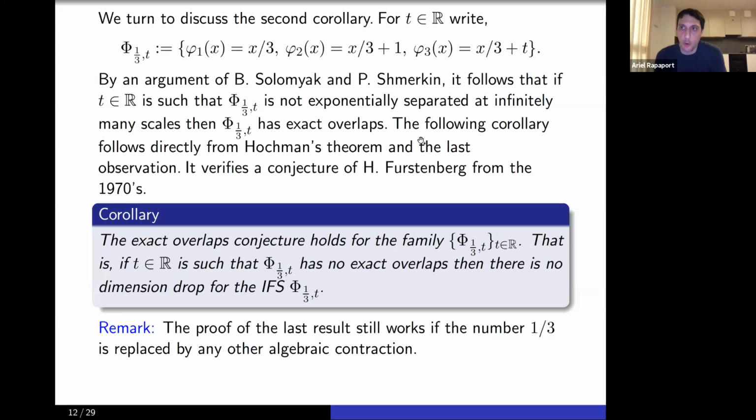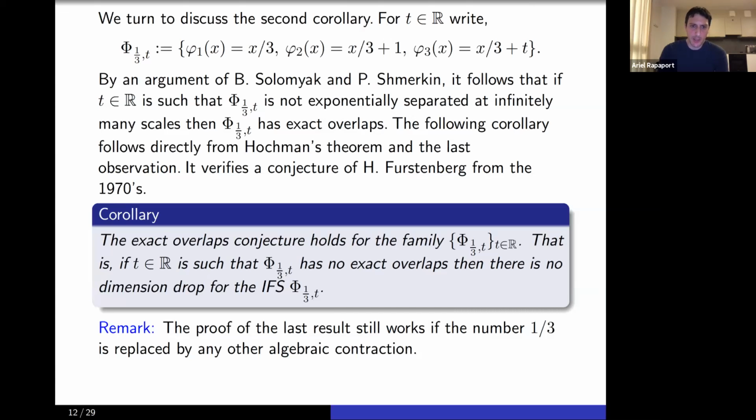This dimension formula holds. By the way, the exact overlaps assumption does not depend on the probabilities, right? It only depends on the IFS. But the notion of dimension drop depends also on the probabilities, yes, the conclusion. Definitely. Okay.